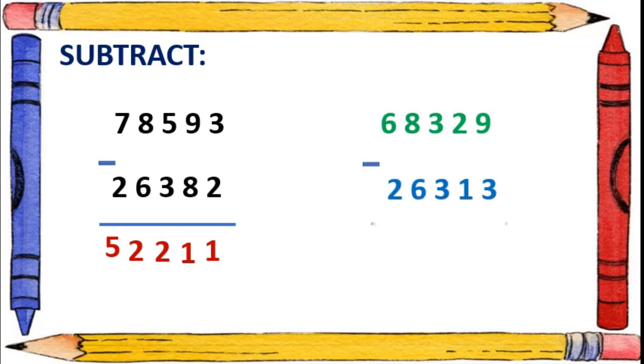One more sum we will take. Okay, again we will start from the right hand side. Okay, 9 minus 3 is equal to 6. Try to write one below the other. 2 minus 1 is equal to 1. 3 minus 3 is equal to 0. 8 minus 6 is equal to 2. And 6 minus 2 is equal to 4. So the answer is 42,016. Now you have to try like this without a table. Okay.